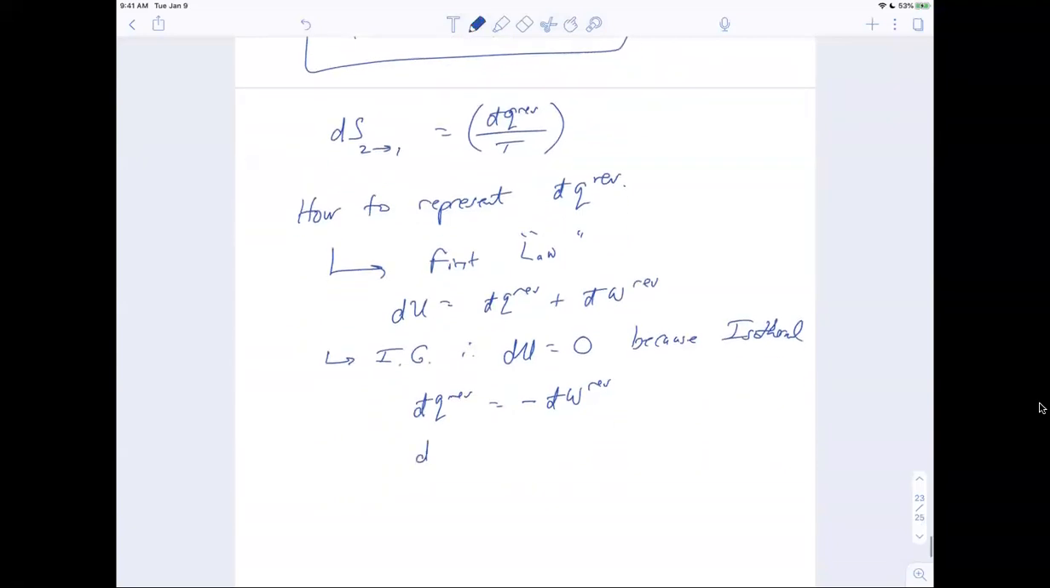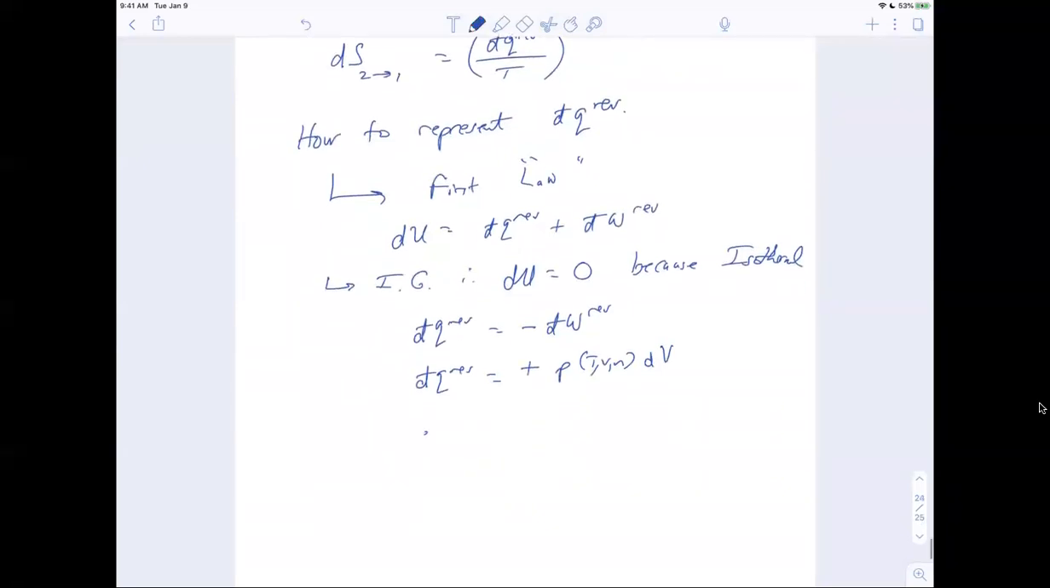Okay, dQ reversible then. dW is just minus P dV. It's reversible, so this is going to be plus P dV, where we now use P equals nRT over V from the equation of state. So dQ reversible is equal to, P is just nRT over V, dV, which is equal to nRT d natural log of V. Temperature is a constant. This is an isothermal process, so temperature is constant.